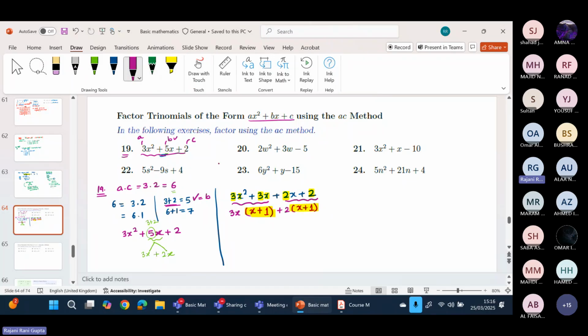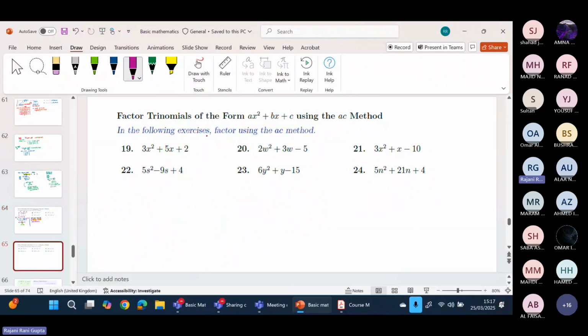So this gives you, like you can take x plus 1 as a common factor. So what you left here? 3x and then plus 2. So this is how you make factors of this term. Okay, let's do one more question to make it more clear.